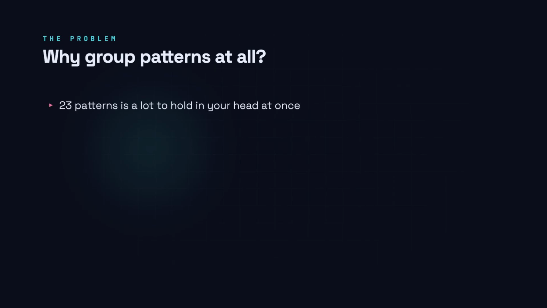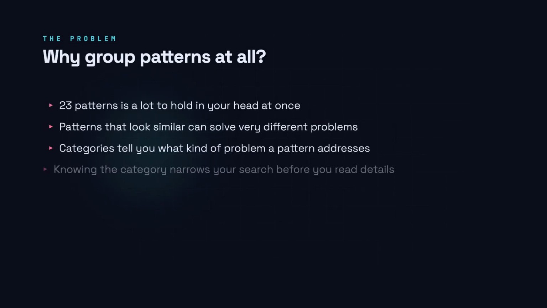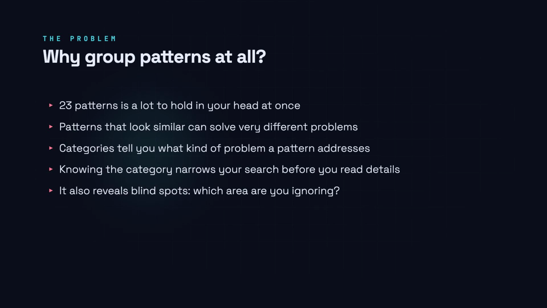When you first encounter the Gang of 4 catalog, 23 patterns can feel like an overwhelming flat list. The categories solve that by sorting patterns by the type of problem they tackle. If you know your problem is about object creation, you only need to look at 5 patterns, not all 23. The category is the first filter, and it saves a lot of time.